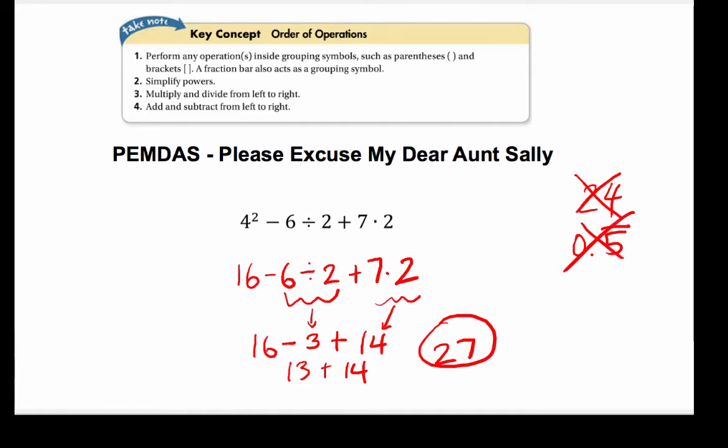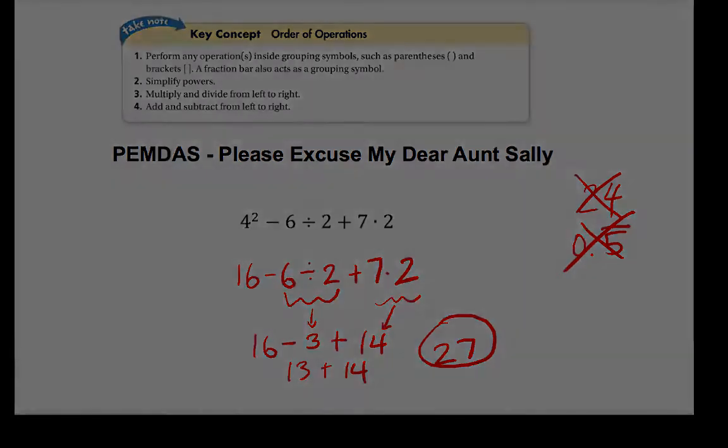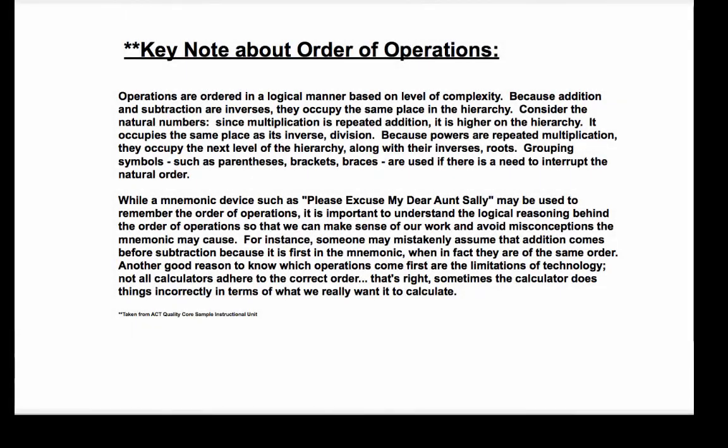27 is the answer. If we calculate in whatever order we feel like that day, we could have a room full of people getting a bunch of different answers. If we follow correct order of operations, we'll all get the same answer, and that is what has to happen. Just wanted to address a keynote about order of operations.